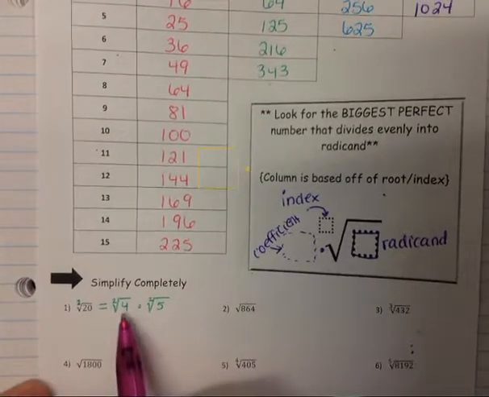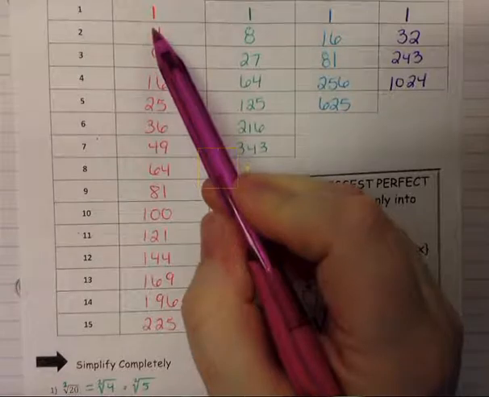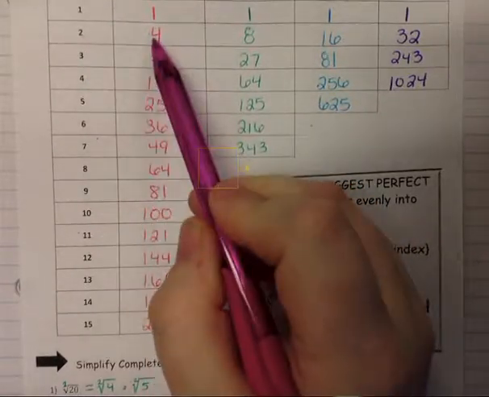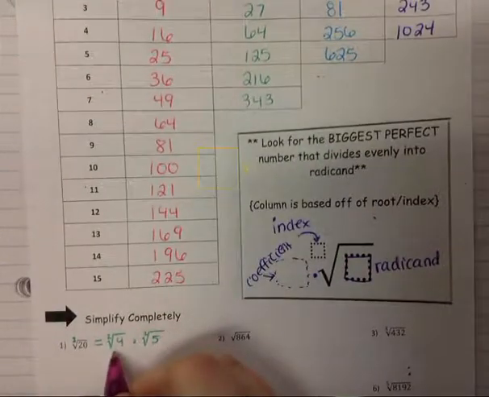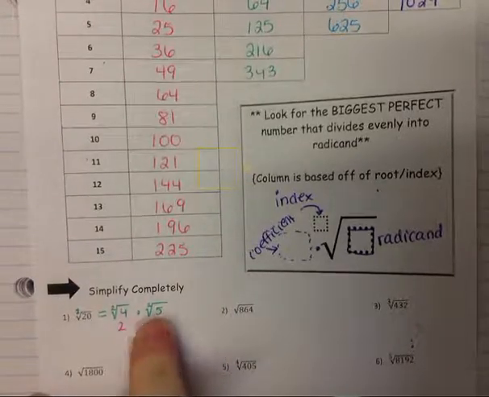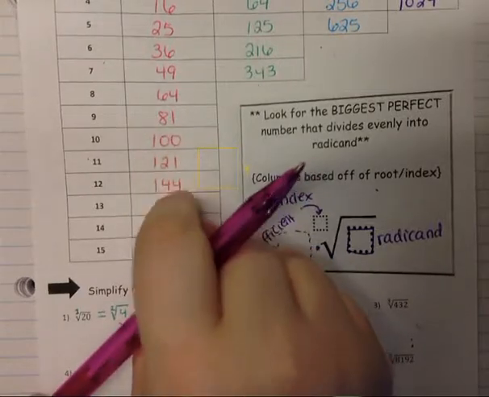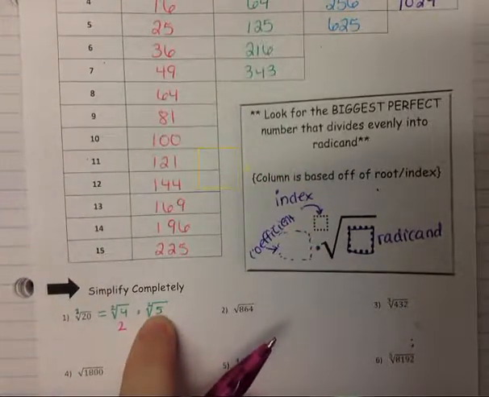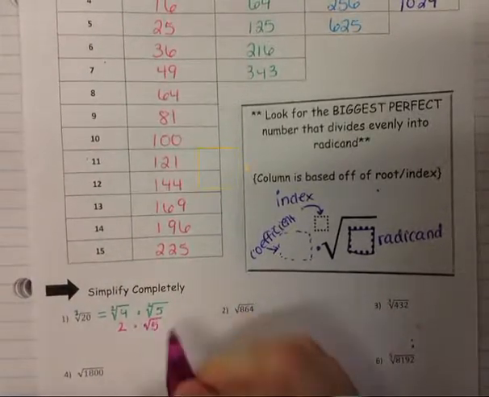So the reason we find the biggest perfect square is because now, if you look at this column, the square root of 4 is 2. It actually comes out to be a nice clean number with no radical left on it. So this would become 2. The square root of 5, since we did find the largest perfect square that went into here, means that the square root of 5 will not be able to be simplified. So this is times the square root of 5 still.